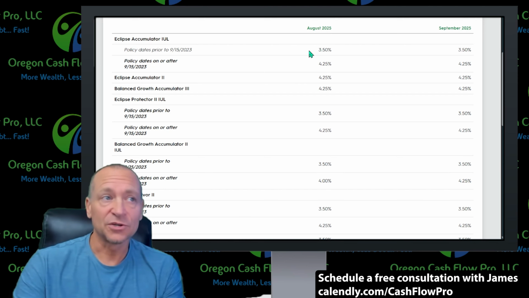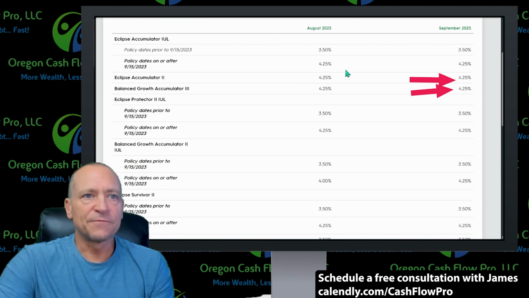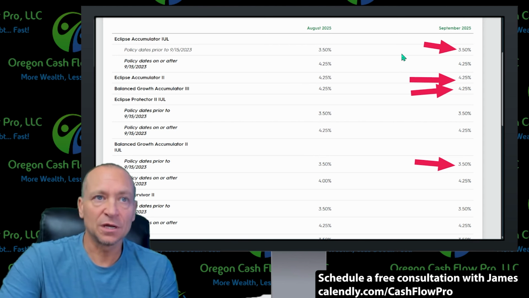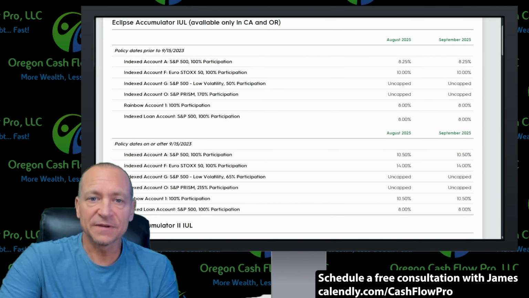These are the fixed rates currently for these products. So as of September 2025, the Eclipse Accumulator 2 and the Balanced Growth Accumulator 3 are at 4.25%. If you're in one of the old iterations, you're going to be at 3.5%. That's simply a reflection of when these products were developed and sold, and that was in a lower interest rate environment. So we'll tend to see much better numbers on everything that was done after September 15th, 2023. Even in the older products, if you started your policy after that, you get slightly better rates, as you can see here, 4.25%. That was the fixed accounts.